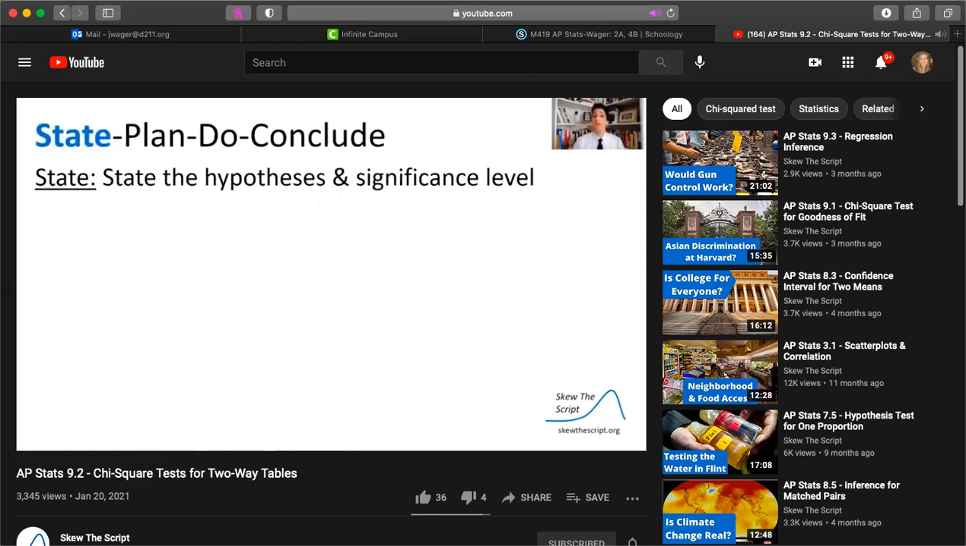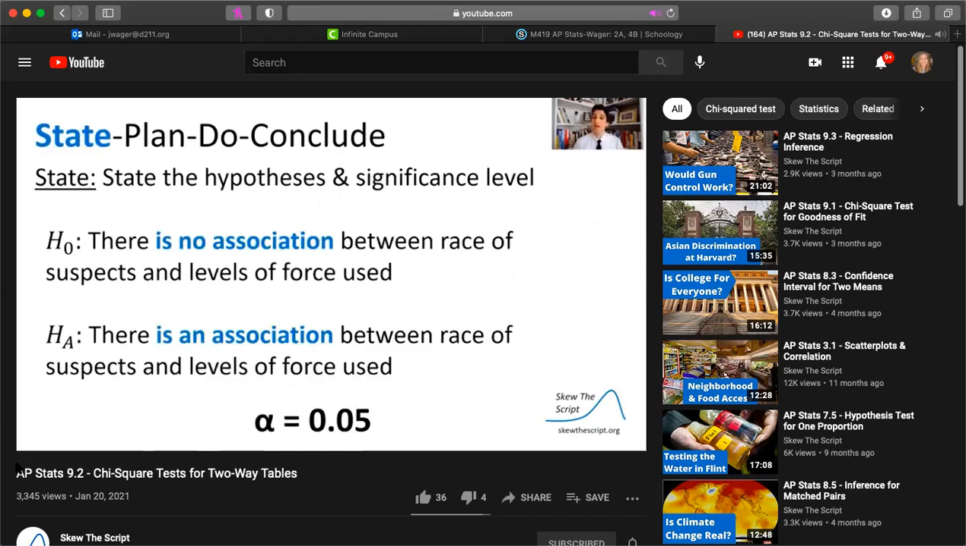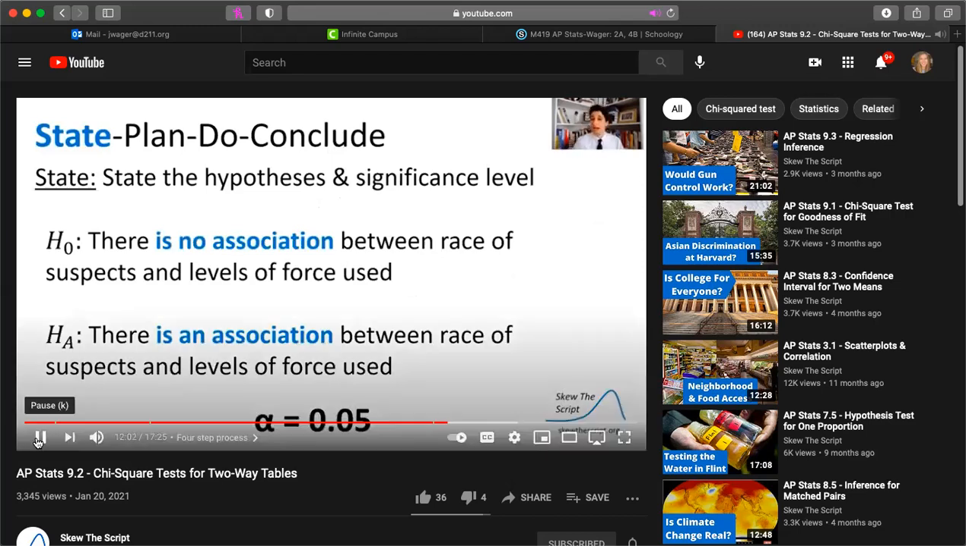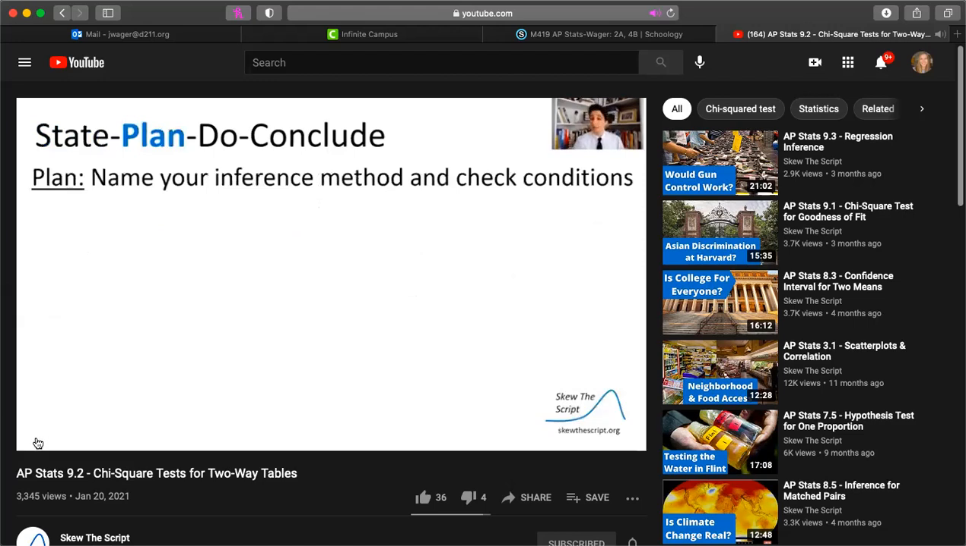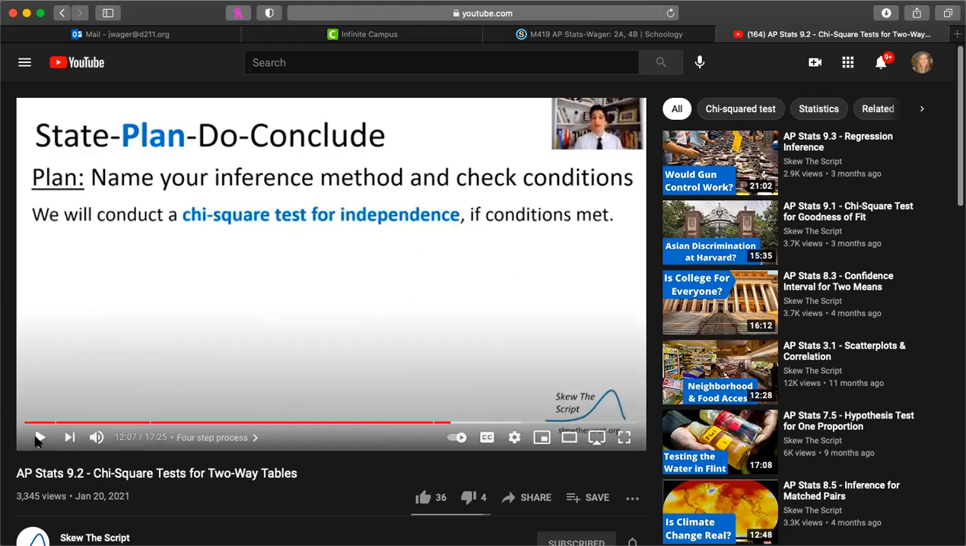First, you want to state your hypotheses and significance level. We've written out hypotheses before, we state them, and we have an alpha level of 0.05 here. Plan: you want to name the inference method and check conditions. So make sure you understand the name of the test. You will have to do a chi-squared test for independence. That's this new one. That's what we do for two-way tables. We'll review section 11.1 very quickly. You did a chi-squared goodness of fit test if it was only one variable. So a chi-squared test for independence is for a two-way table.